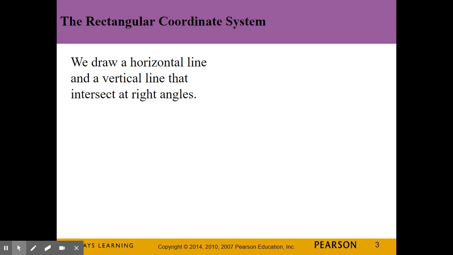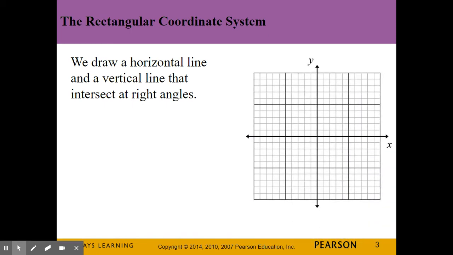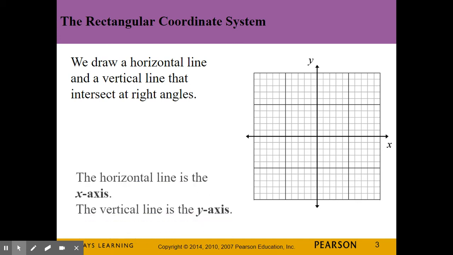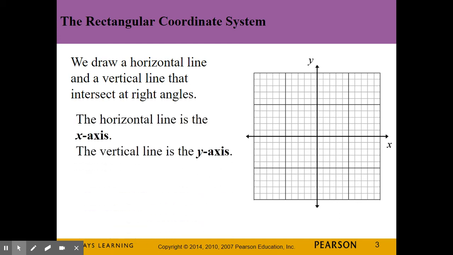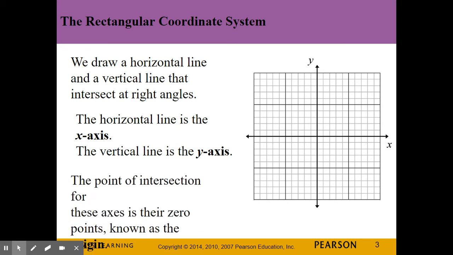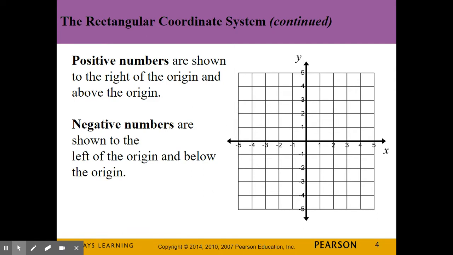All right, so a coordinate system. A coordinate system is a horizontal line and a vertical line that intersect at right angles. You've seen that before. It's a coordinate plane. The horizontal is the x, the vertical is the y. Where they intersect is the origin. X is positive to the right and negative to the left. Y is positive up and y is negative down.